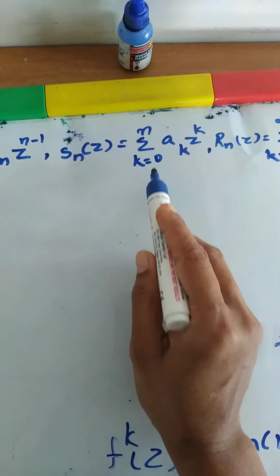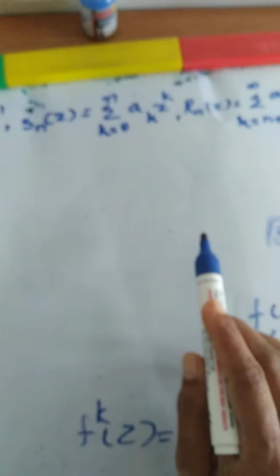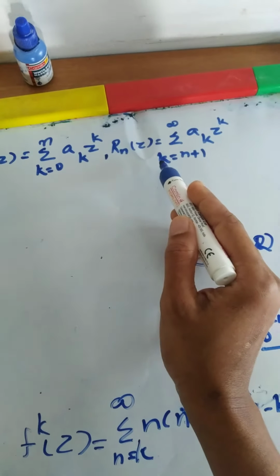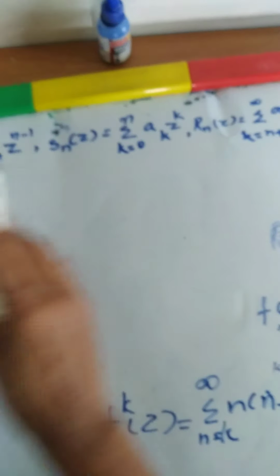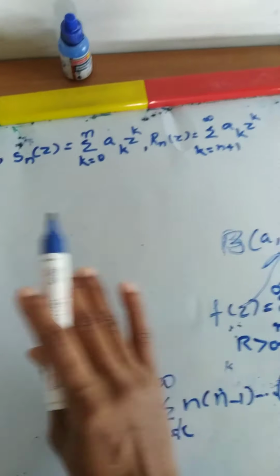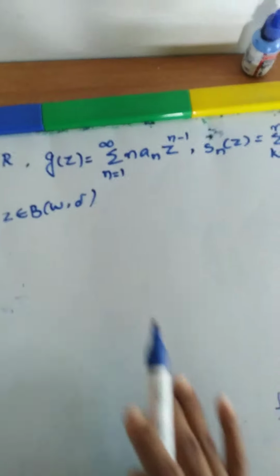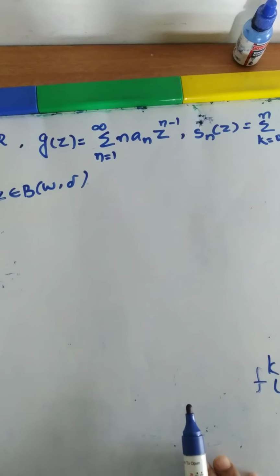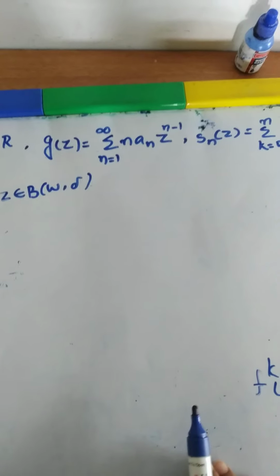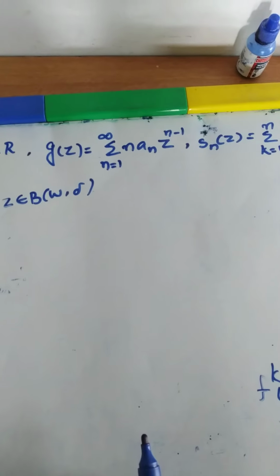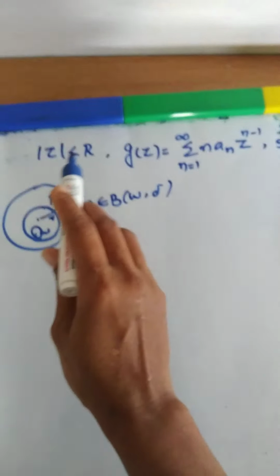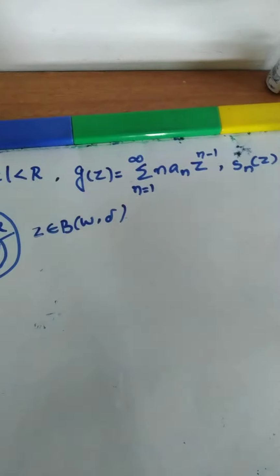And s_n of z is equal to sigma k equal to 0 to n of a_k z raised to k, and r_n of z is equal to sigma k equal to n plus 1 to infinity. You just define these terms, okay, to prove f of z is differentiable, f dash of z exists. It is infinitely differentiable on B(a, R), and its derivative is of this form.